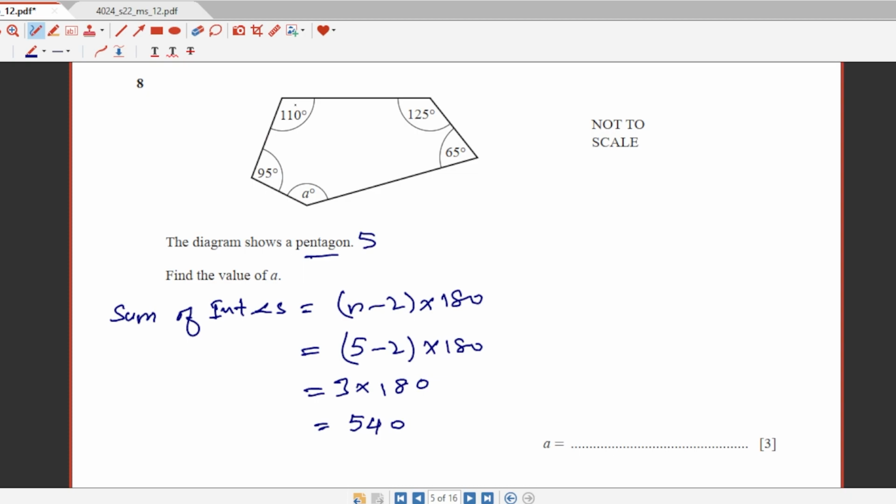And for the sum of interior angles, if we check these angles, 1, 2, 3, 4 and 5. The sum of angles as represented by the figure is A plus 95 plus 110 plus 125 plus 65. Now we can add all of these numbers. 95 plus 110 is 205. 205 plus 125 is 330, plus 65 is 395.